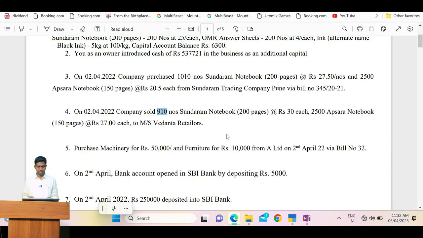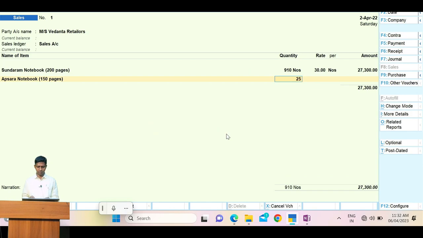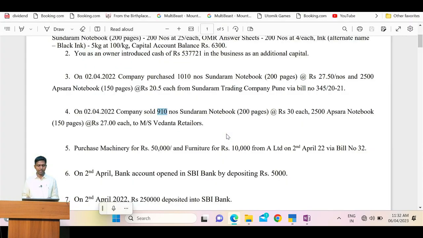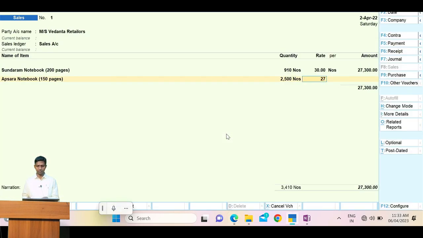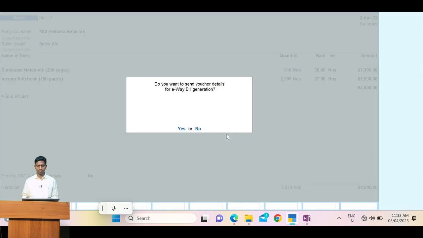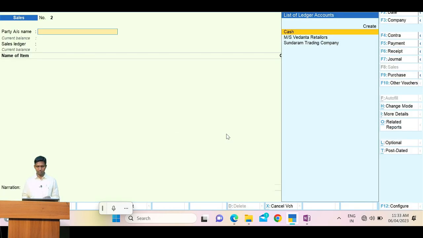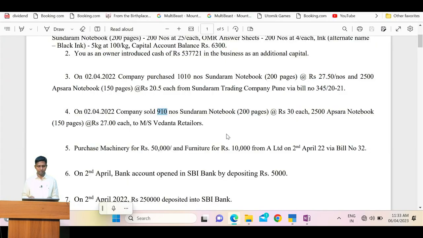And then the next quantity, 2500. At what rate? They are saying 27 rupees. Therefore, here 27. Enter, enter, enter. Accept. No need for this e-way bill. And then finally accept the screen. Now, do you want to send? No, we don't want to generate this e-way bill.